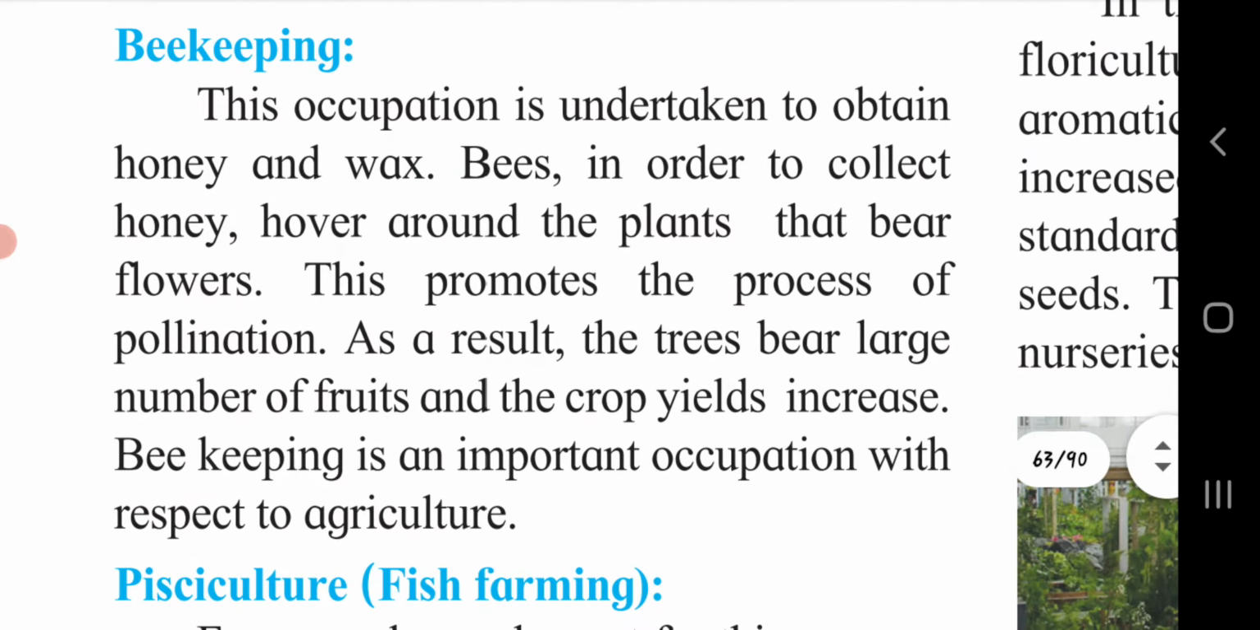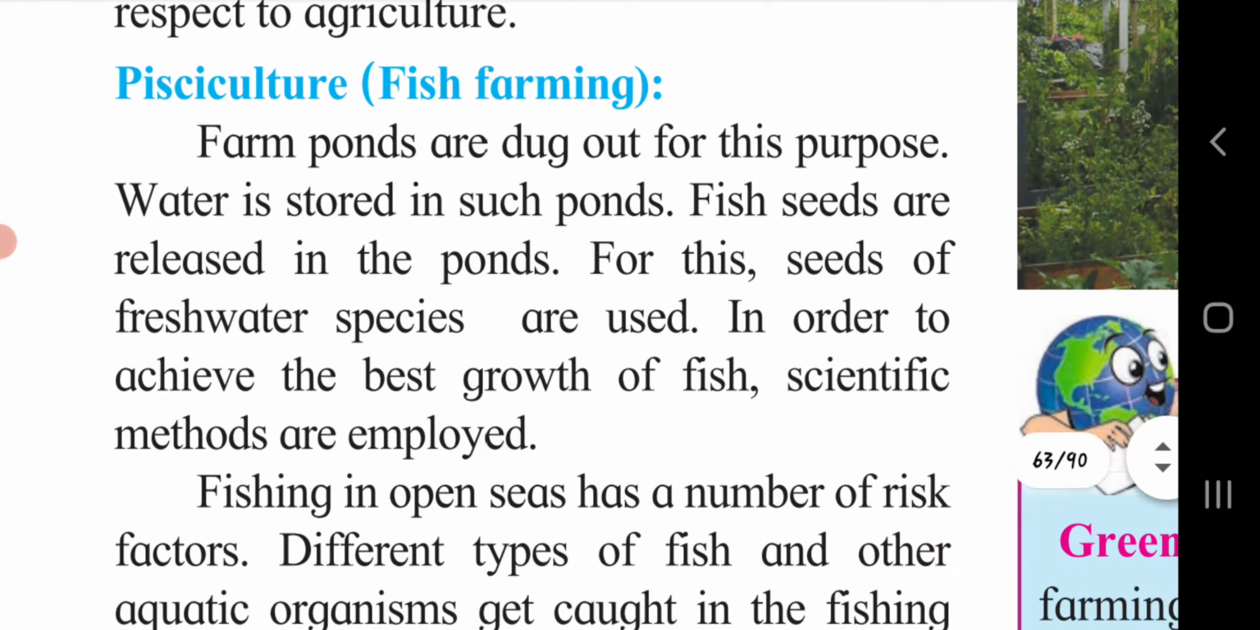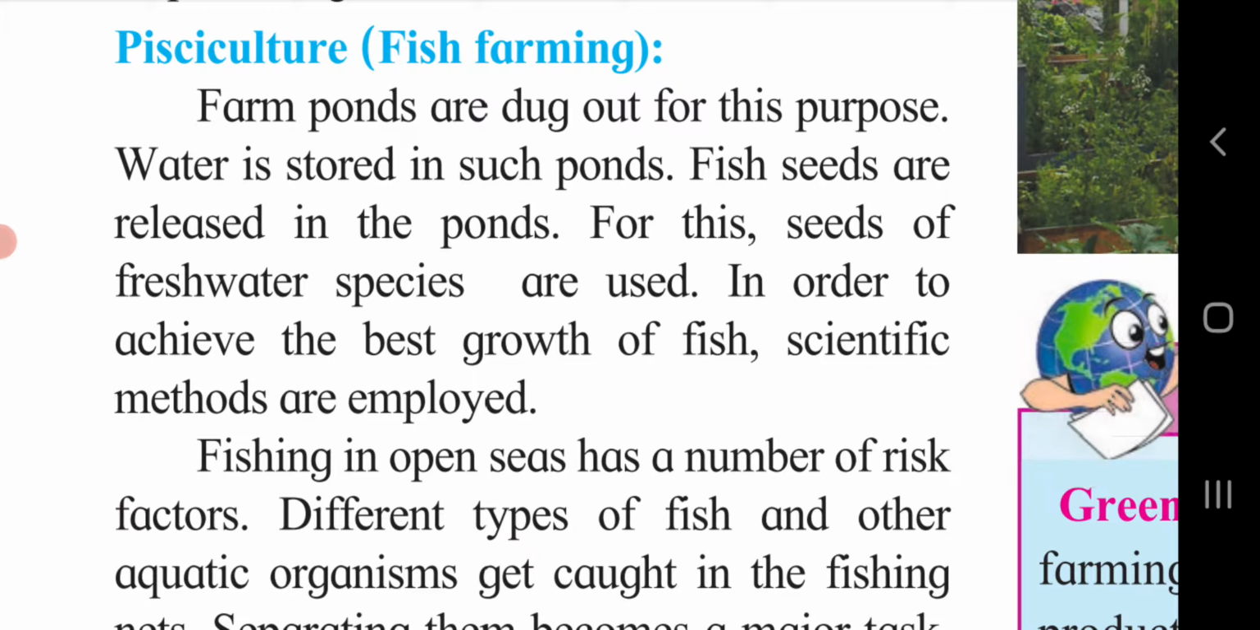Next is beekeeping. What is beekeeping? Beekeeping is undertaken to obtain honey and wax. Bees also promote the process of pollination, which results in increased yield of crops and larger fruits on trees. So beekeeping is done for collecting honey or wax from the bees.